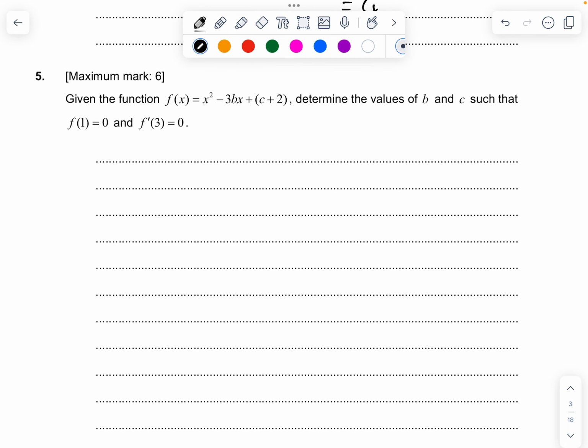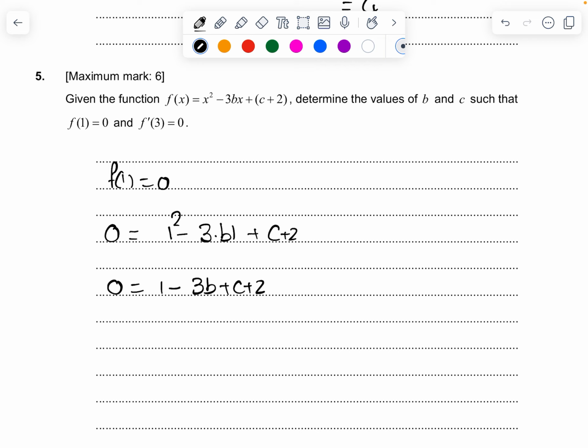Given the function, determine the values of b and c such that f of 1 equals 0 and f prime of 3 equals 0. So f of 1 equals 0. So plug in 1: 0 equals 1 square minus 3b times 1 plus c plus 2. So 0 equals 1 minus 3b plus c plus 2. So c minus 3b plus 3 equals 0.